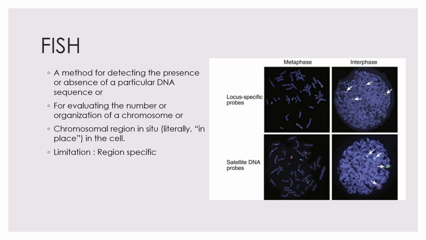So the limitation of FISH is that it's region specific or site specific. I can look only for a particular site. It can be in the metaphase, it can be in the interphase also. Doesn't matter, because if that region is present, it will bind. And in FISH, I'm not looking for the solid structure like in karyotype, so I need not do it in metaphase. I can do it in interphase of the cell also.